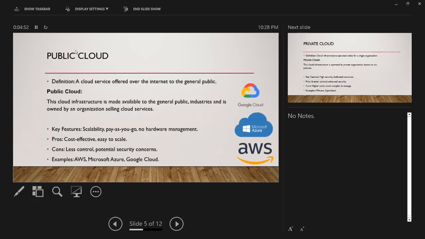When you see the picture by the side, you see we have the clouds: Google Cloud, Microsoft Azure, and AWS.